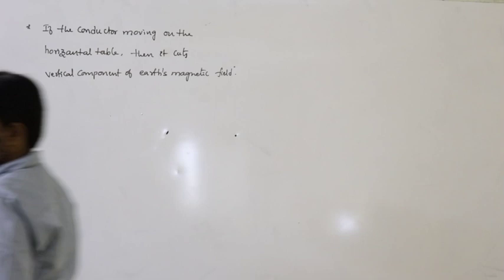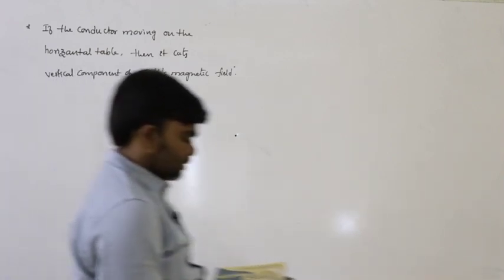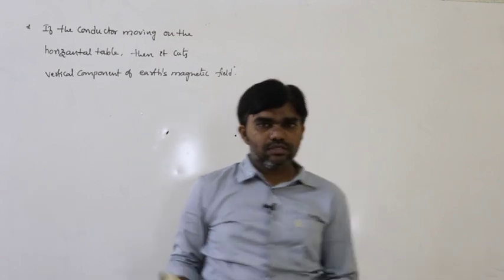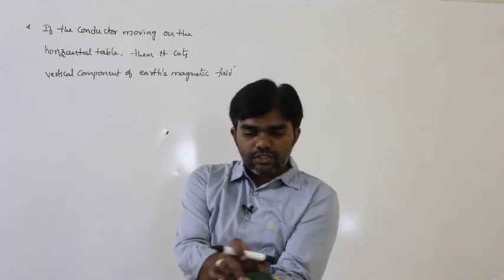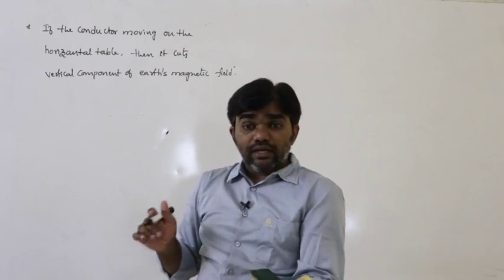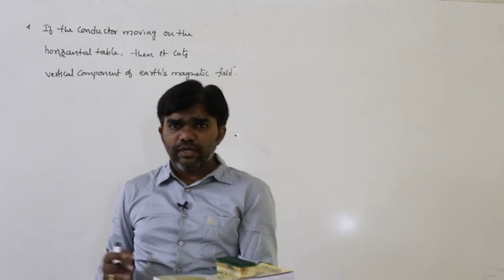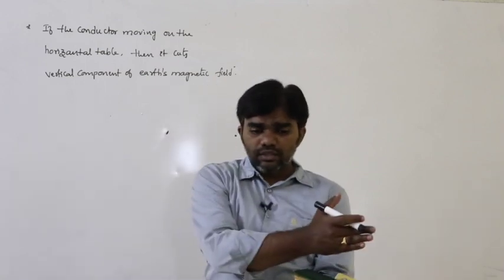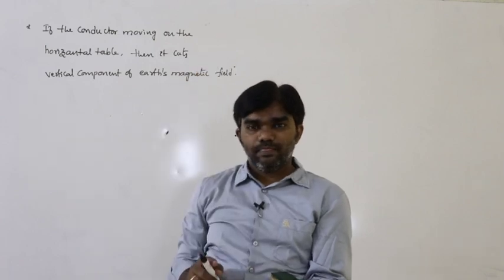So how is this? See here, this is the horizontal table, and if this is a conductor and the conductor moves in this direction or in this direction like this, it cuts the vertical component. How does it cut the vertical component? What is the direction of BH? From south to north. Then what is the direction of the vertical component? Upwards.